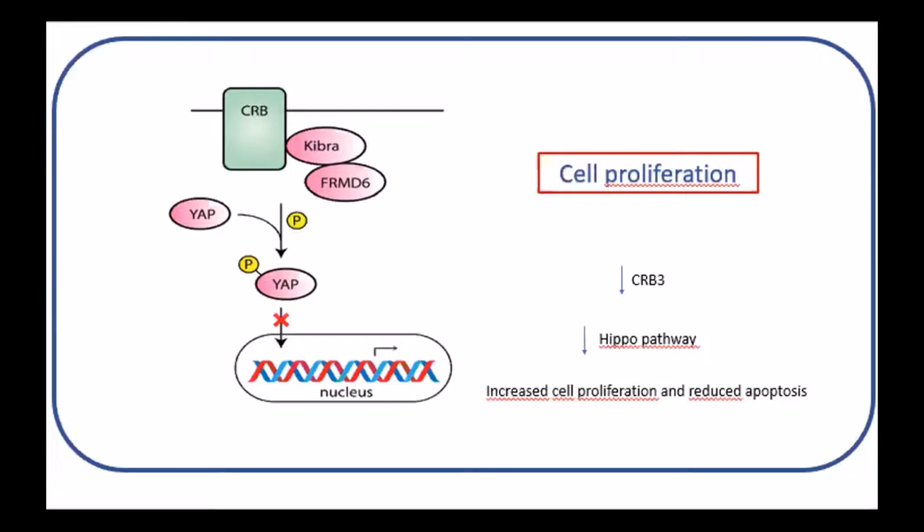In addition, the CRB1 and CRB2 deletion also lead to YAP signaling dysregulation, and all this data suggests an essential role of the CRB and the Hippo pathway in the control of cell proliferation.